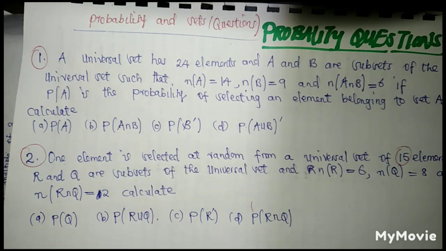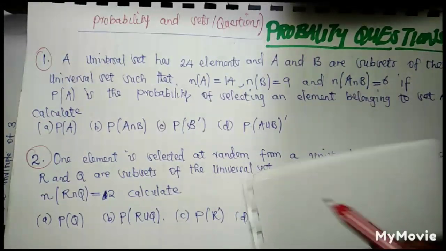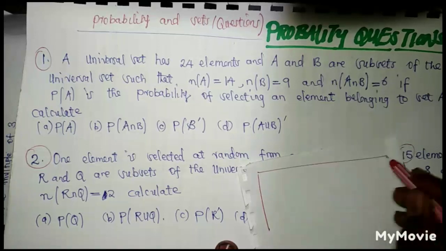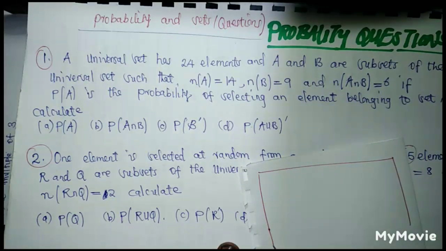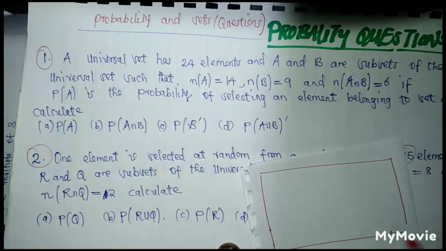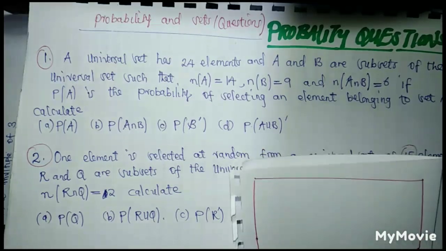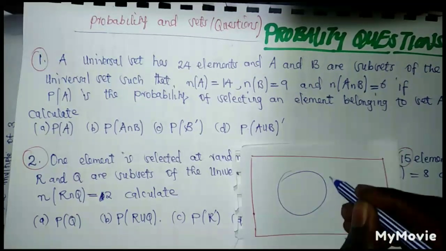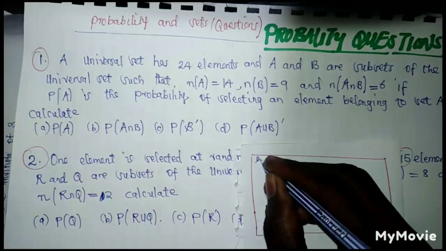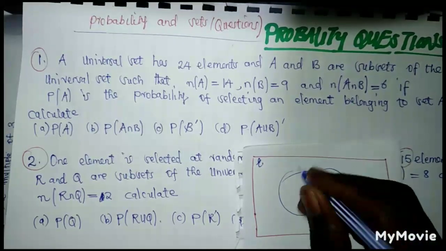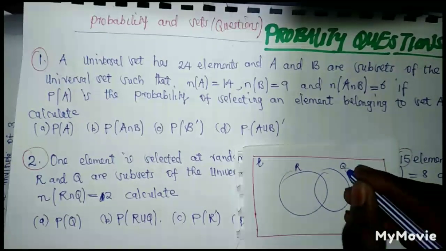One element is selected at random from a universal set of 15 elements. R and Q are subsets of the universal set, and the number of elements in R is equal to 6, the number of elements in Q is equal to 8. So I guess this time around we'll be successful. To be good doesn't just come over time. We have to practice. So this is our universal set, and our subsets R and Q.